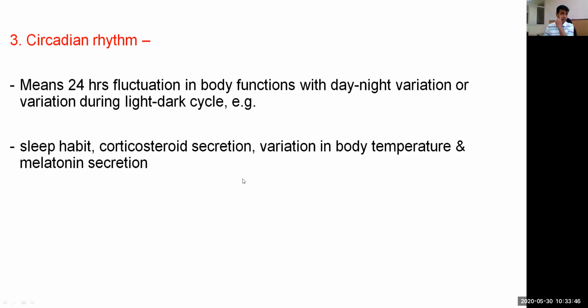Next function is control of the circadian rhythm of the body. What is circadian rhythm? It means 24-hour fluctuation in body function, day and night variation, or variation during the light and dark cycle, light during the day, dark during the night. For example, sleep habit or sleep-wake cycle, corticosteroid secretion and other hormone secretion, variation in body temperature as well as melatonin.